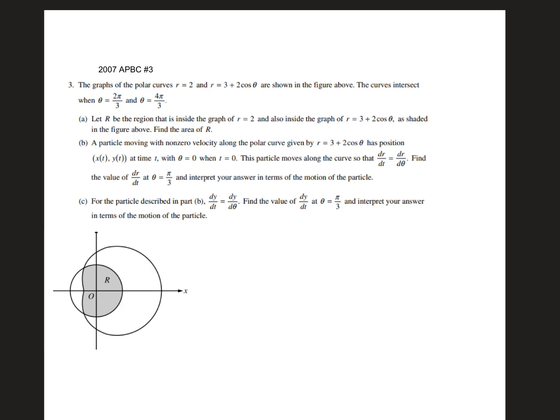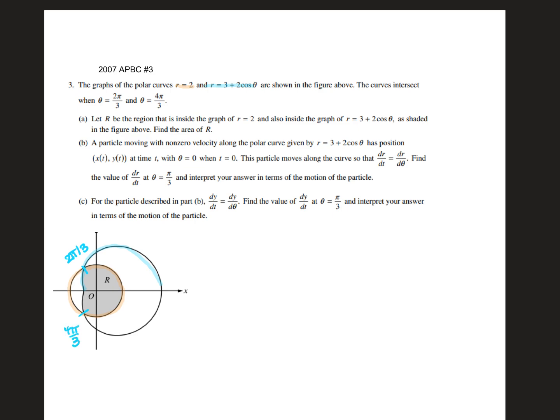All right, this is from the 2007 AP test. This is the polar question. They gave us two different curves. Our first curve is r equals 2, and we know that that's our circle right here. And the next curve they gave us was this cardioid, which looks like this. They told us the intersection points of each of these. They intersect at 2 pi over 3 and 4 pi over 3.